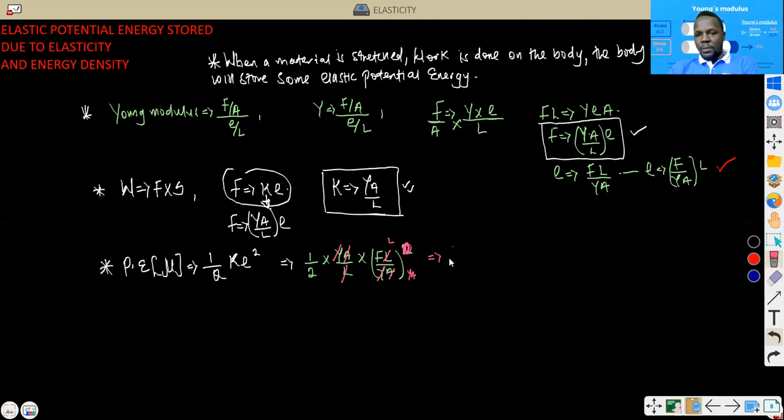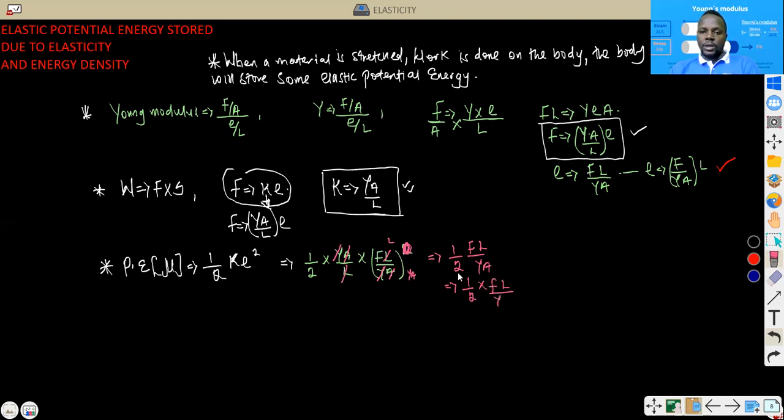We have FL, 1 by 2, that is half. Please communicate. FL over gamma A. This formula you have to keep in mind, which you can write in your own way if you want. But keep this formula in mind. We said half multiplied by FL times FL over gamma A is the formula we use for this particular thing.